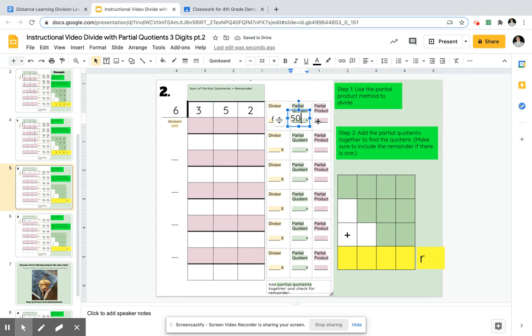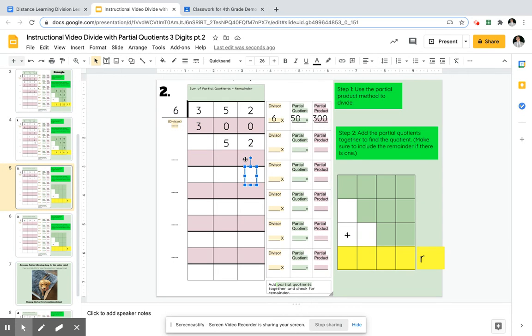6 times 50 would give me 300 because 6 times 5 is 30. We'd add the 0 from the 50. 6 times 50 is 300, so I can plug 300 in down here and subtract. 2, 5, 3 minus 3 is 0. All right, now I have 52.